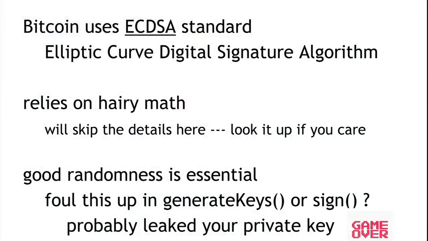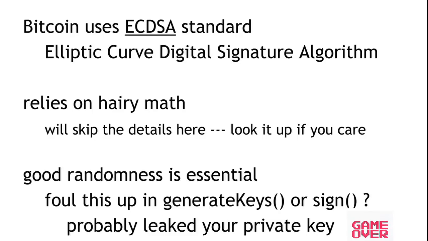Okay, now let's get into the nuts and bolts. Bitcoin uses a particular digital signature scheme that's called ECDSA. That's the elliptic curve digital signature algorithm, and it's a US government standard. We won't go into all the details of how ECDSA works. It relies on some extremely hairy math, and trust me, you don't want to see all the details of how that works. You can look it up if you're interested.